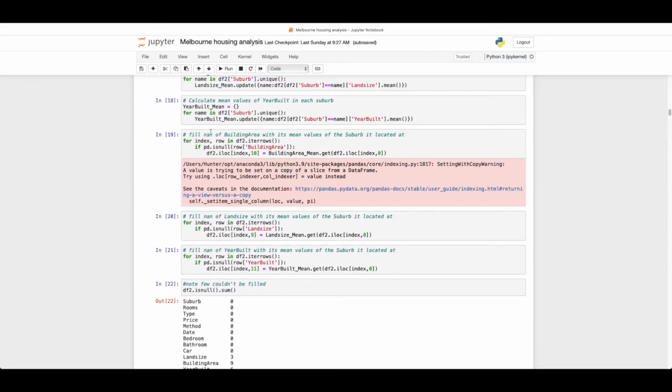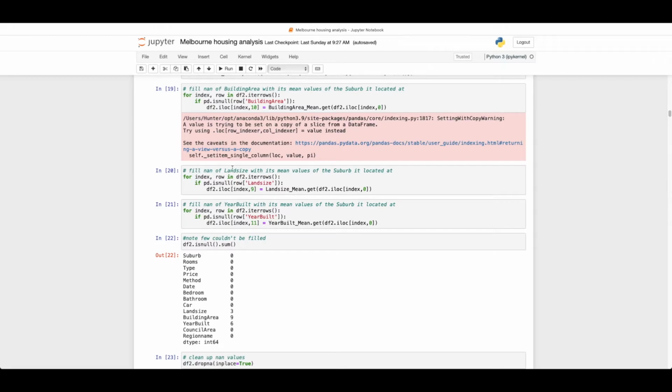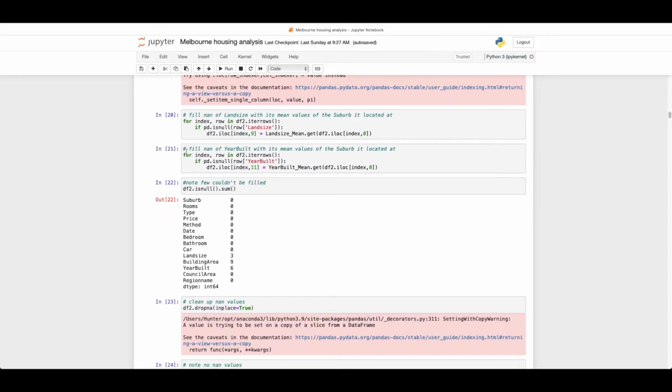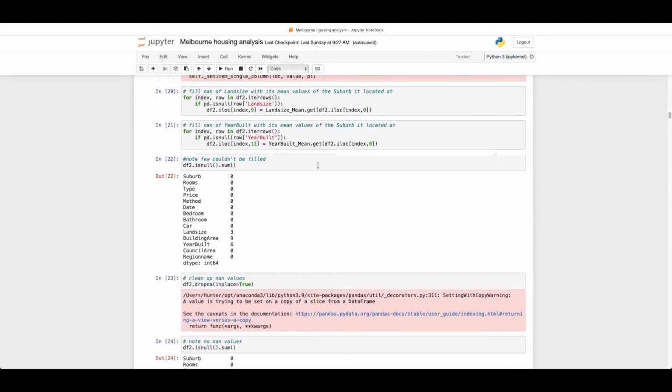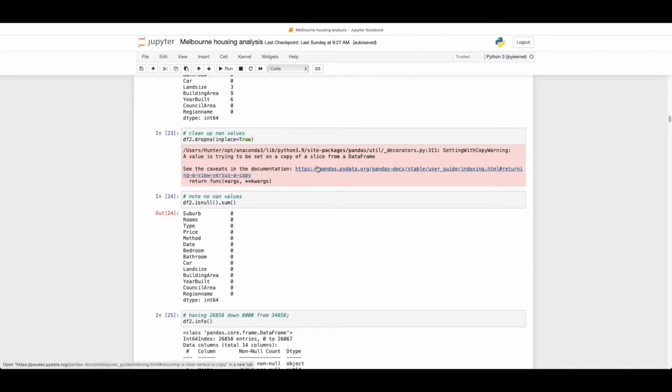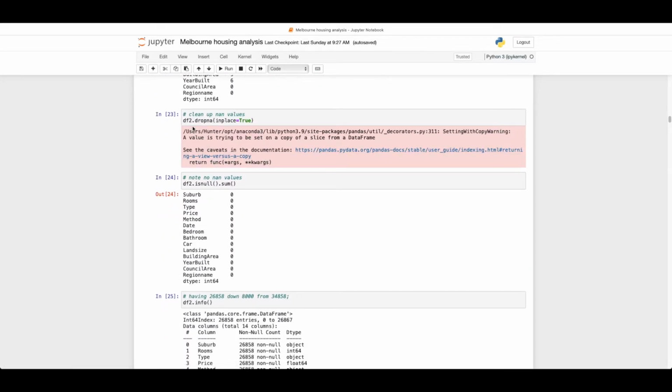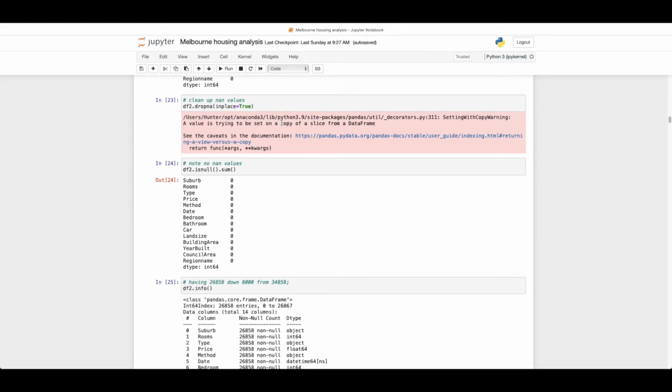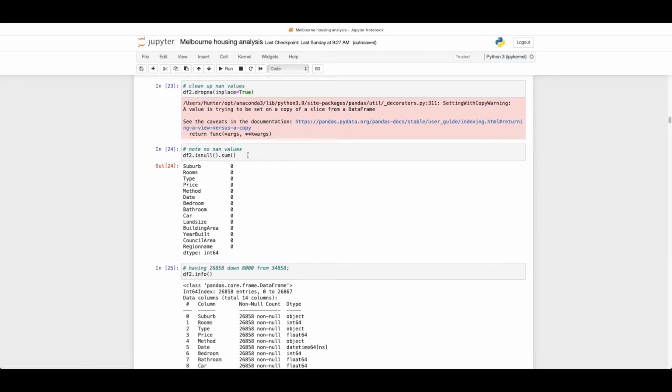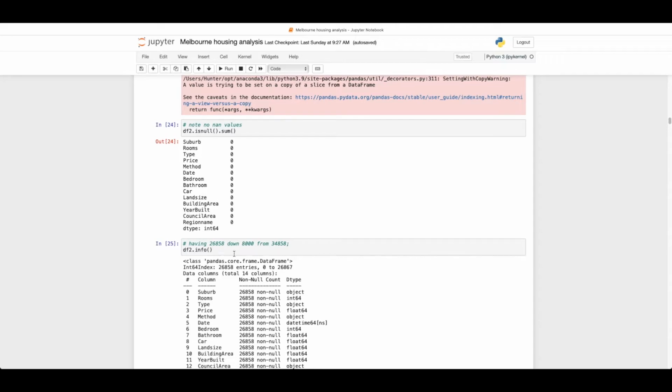So this is filling the missing values of the building area with the mean values, and here we fill the missing values of the land size with the mean values of each suburb. And the same thing here for year built. We drop the rest of the missing values, and then we get really clean data without any missing values here.